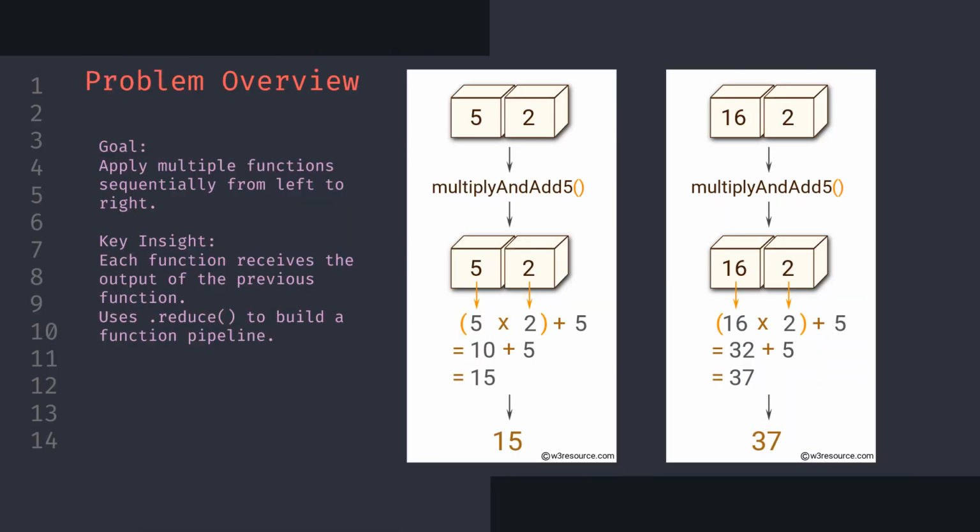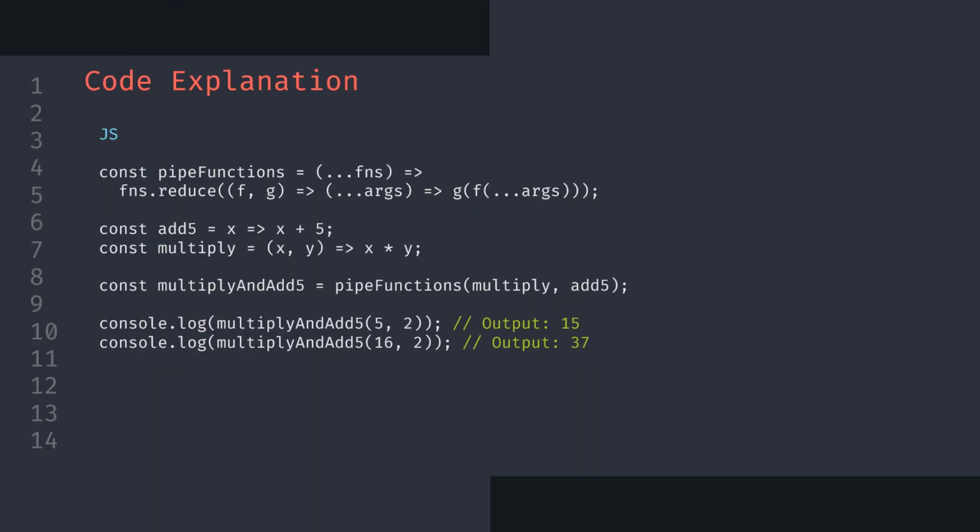This approach allows us to chain multiple functions together, making the code more readable and modular. This function composition allows us to create reusable pipelines that apply transformations in a structured way.